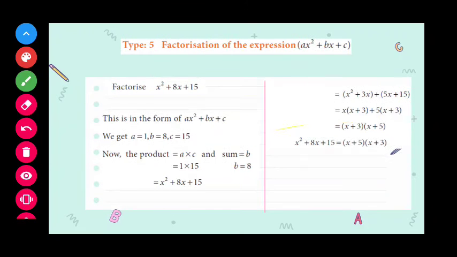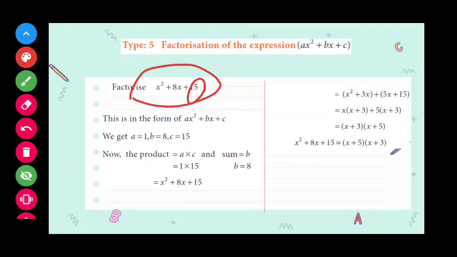So let's get into the next type, which is factorization of the expression ax square plus bx plus c. This is a really important expression you should know. Whenever you get an expression in terms of ax square plus bx plus c, you should use this method. Here you have an expression x square plus 8x plus 15. First check whether you can substitute any identity here or not. How do you check? The last number should be either a square number or a cube number.